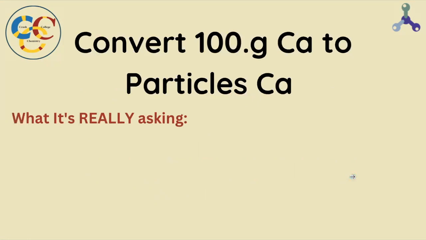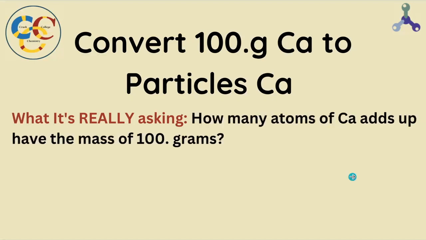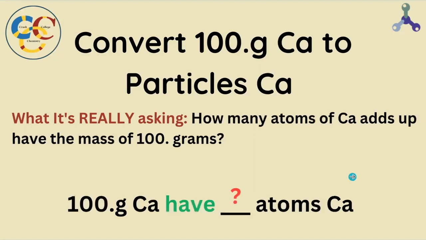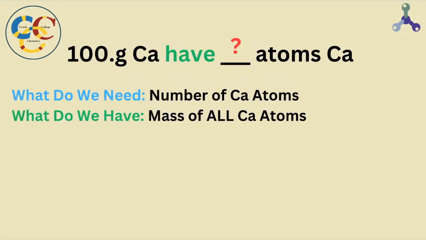Let's move on to a problem that is very specific to chemistry. We have to convert 100 grams of calcium to particles of calcium. What is this really asking? It's really asking how many atoms of calcium add up to the mass of 100 grams. So we can rewrite this as 100 grams of calcium is equal to a certain number of atoms of calcium, and we could put that at the top of our paper.